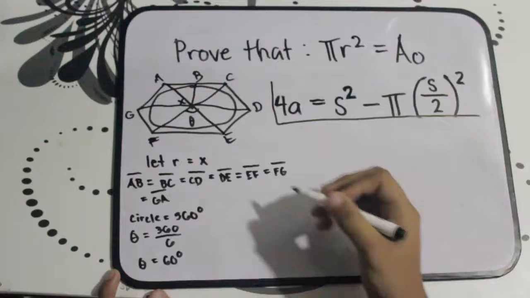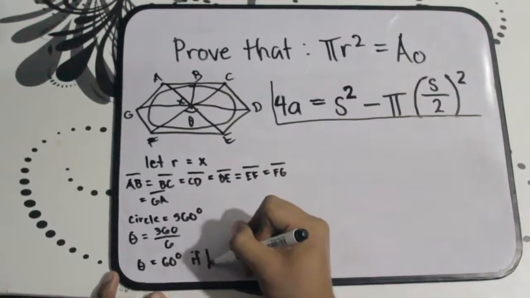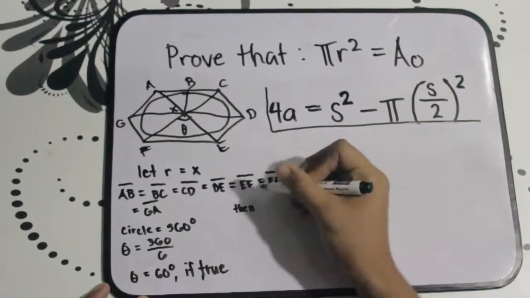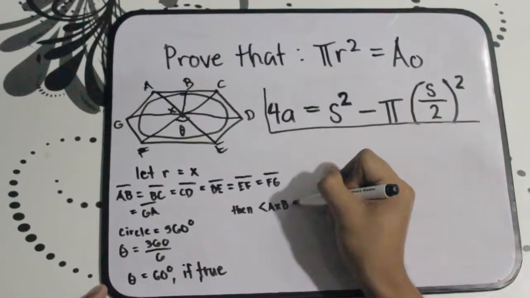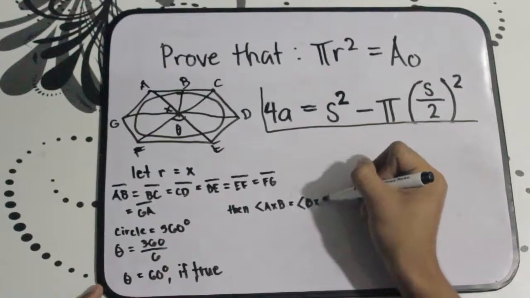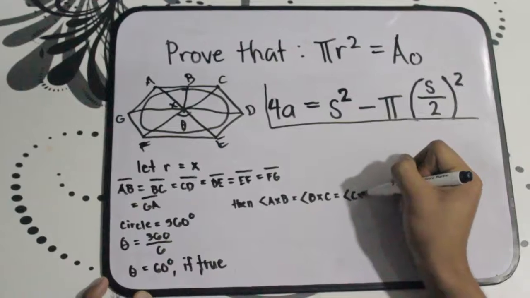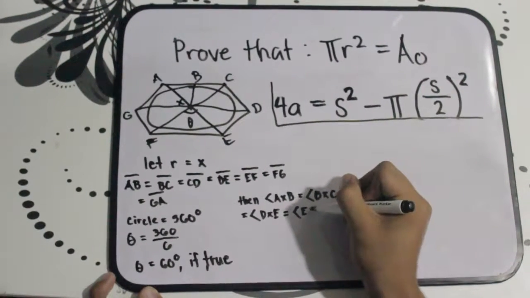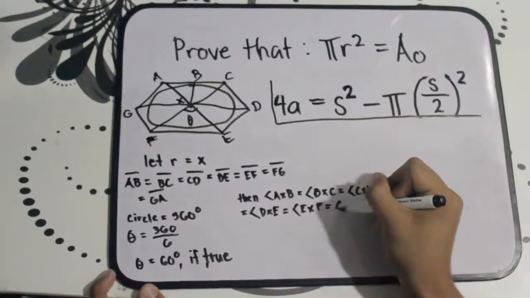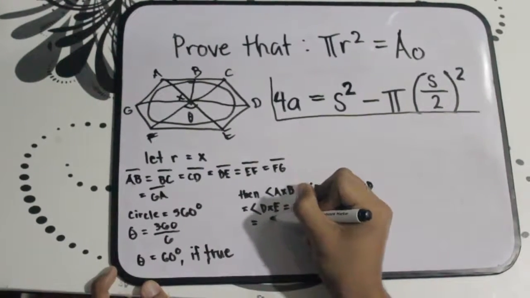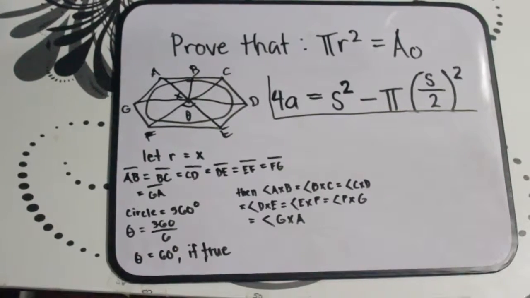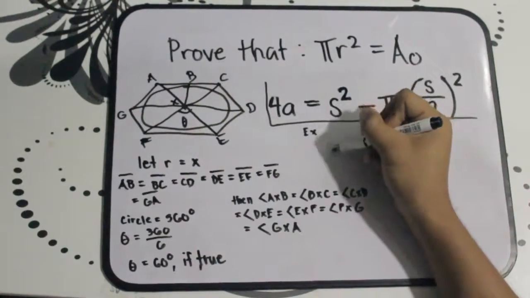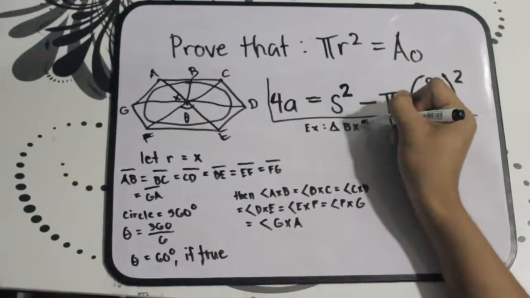If the value of theta is true, then angle AXB is equal to angle BXC is equal to angle CXD, which is also equal to angle DXE, which is also equal to angle EXF, angle FXG, and angle GXA. Now that we've got that lined up, let us presume our example within triangle BXD. We're going to identify its properties using the 30, 60, 90 degree laws in triangles.